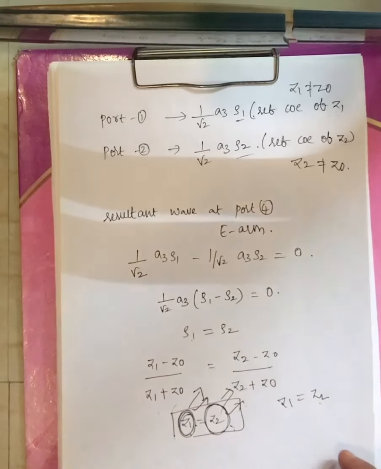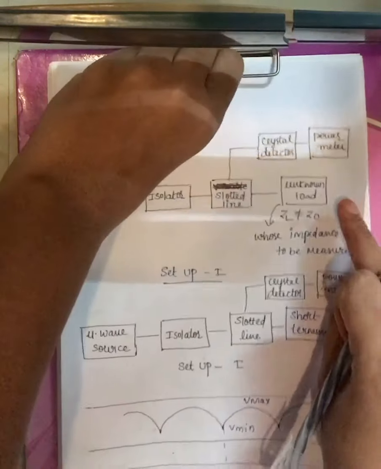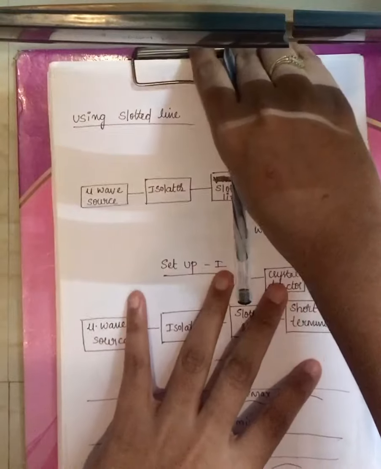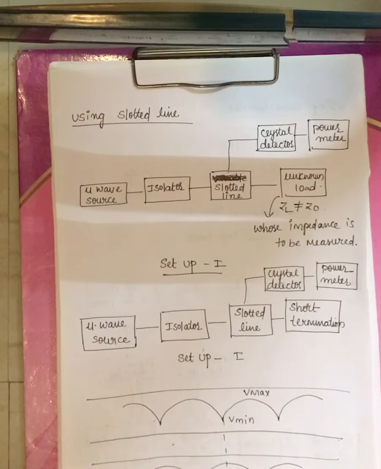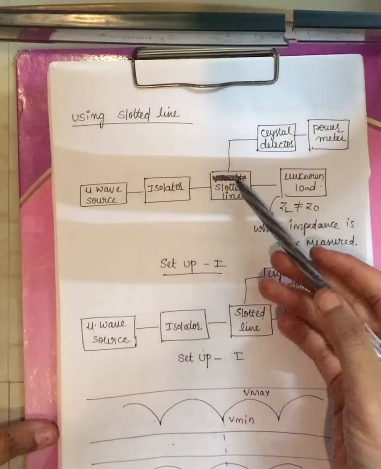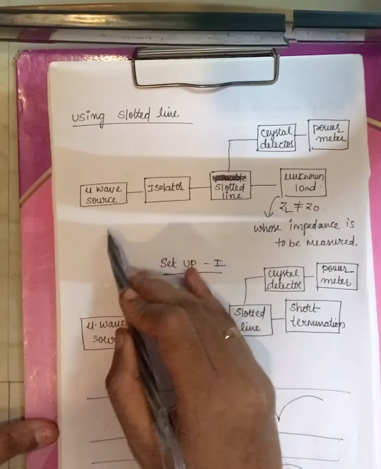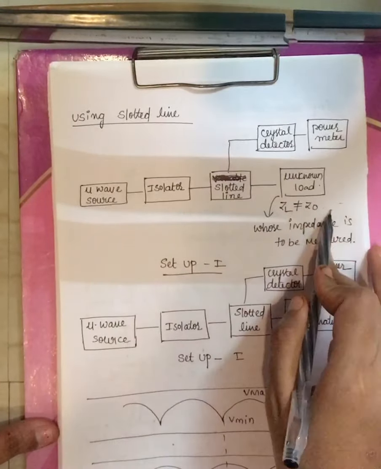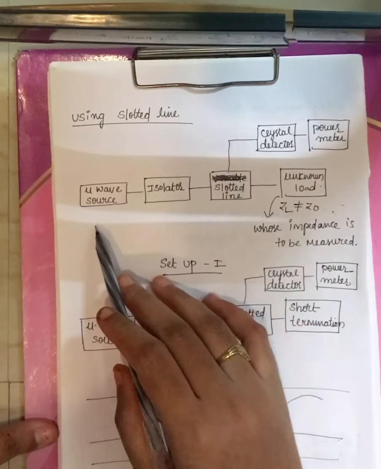Now coming to the next one, let us see the measurement of impedance using slotted line. This is the structure of measurement of impedance using slotted line. This is your test bench, as you have seen in your lab.